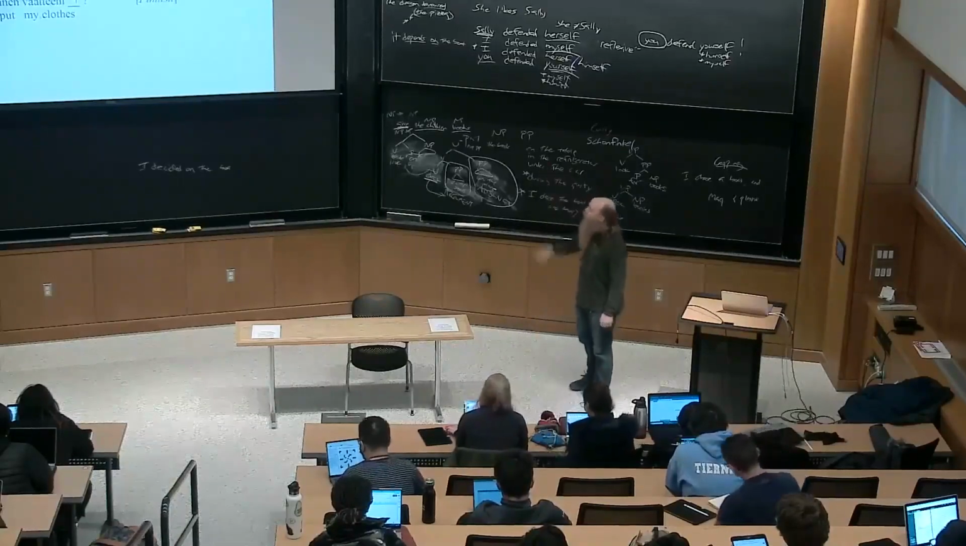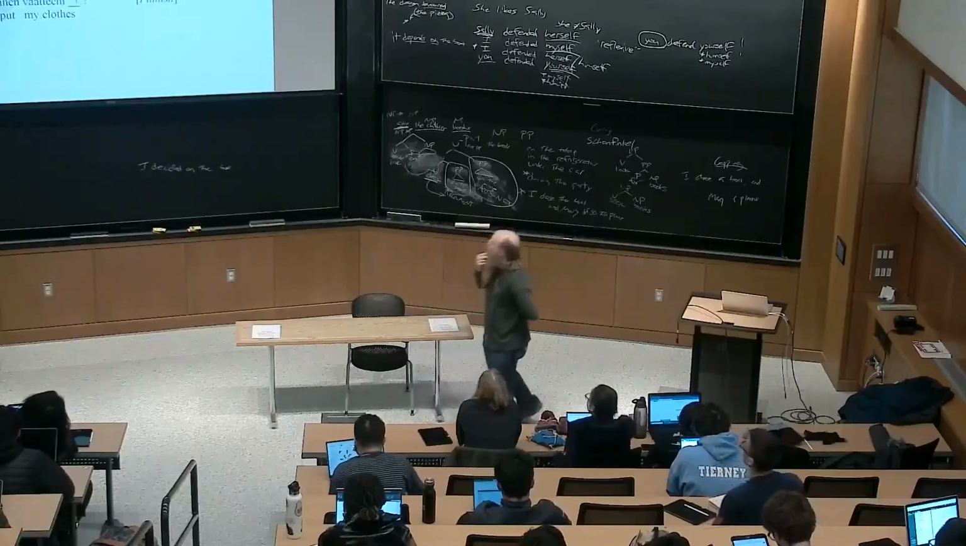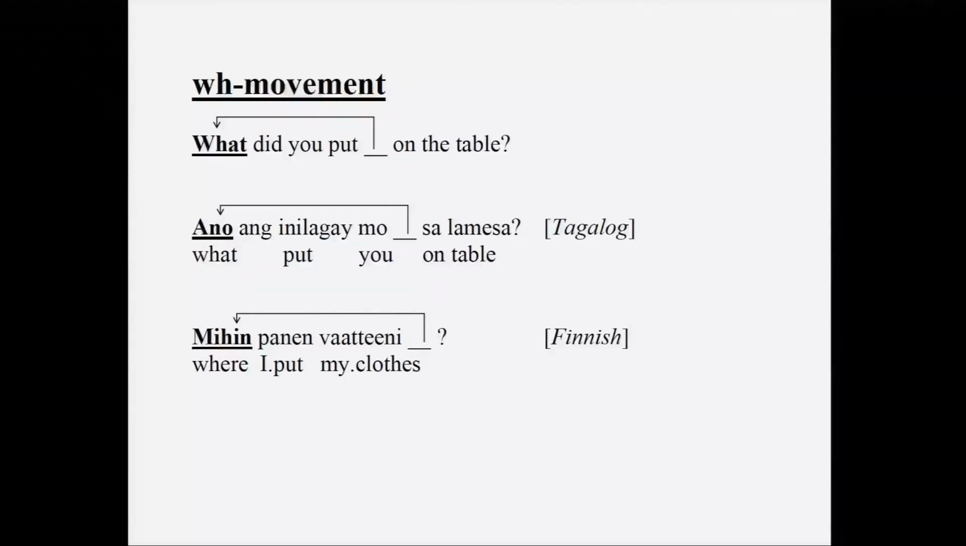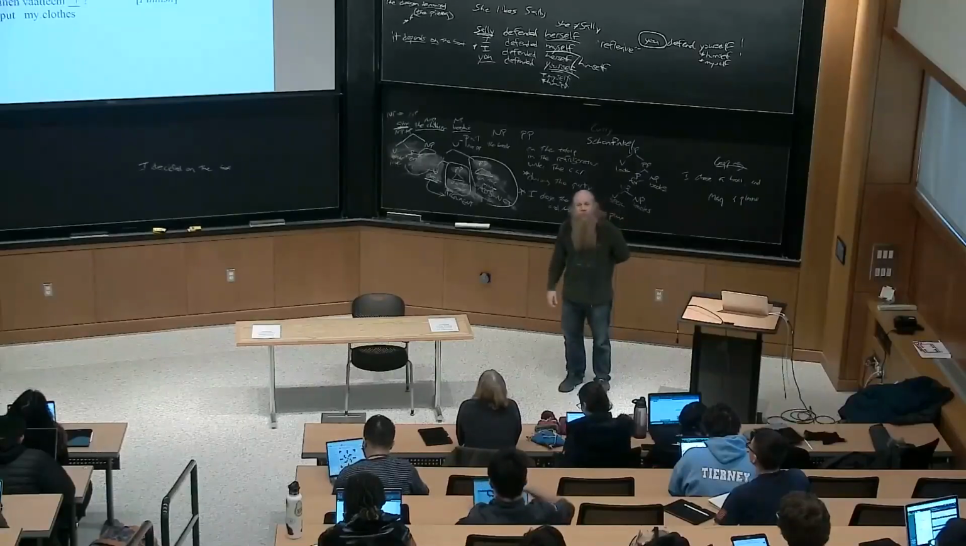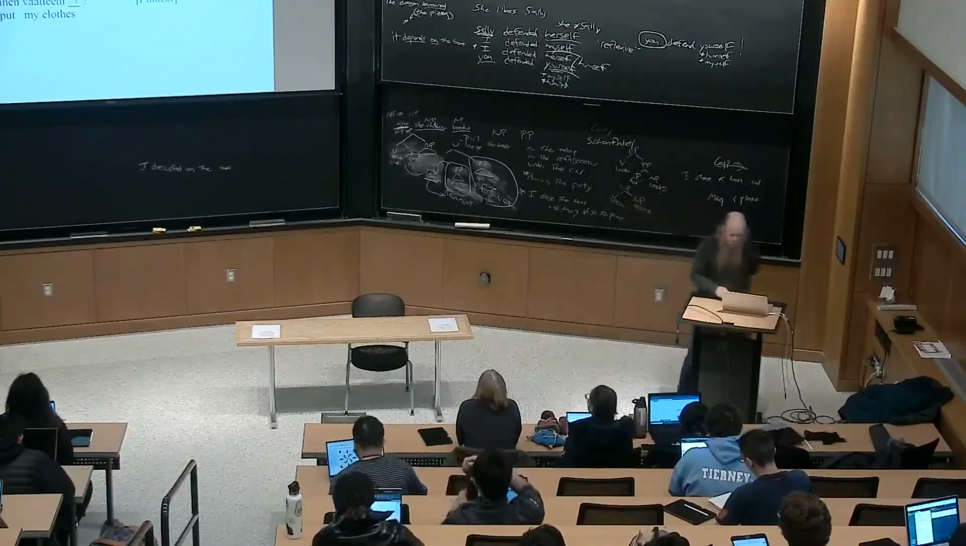And this phenomenon is called WH movement. And it's a cross-linguistically very common phenomenon. There's an English example of it there. Again, what did you put on the table? Here's the Tagalog for what did you put on the table. You can see the Tagalog word for what doesn't begin with W and H. Tagalog does have W and H, but words can't start with W and H. There's the Finnish for where did I put my clothes? I should really learn how to say what did you put on the table in Finnish. I don't know why that's my Finnish example. Okay, so various unrelated languages that have WH movement. It's a cross-linguistically very common phenomenon.